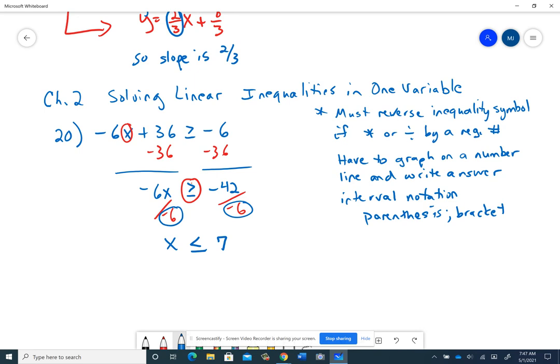So in order to remain true, because we were dividing by a negative, the inequality symbol has to be reversed. Okay? It doesn't have anything to do with the sign of the number on top. It has to do with what you had to divide by.